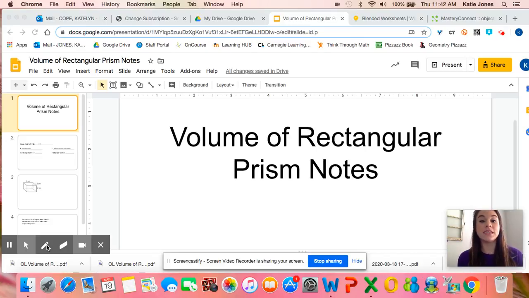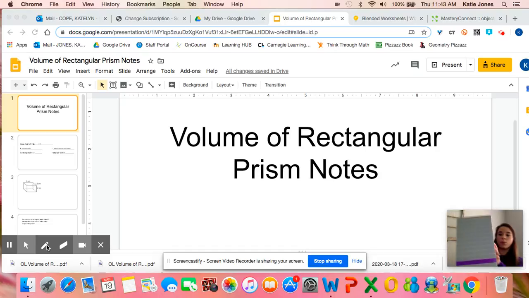Hey friends, so today we are going to be learning about the volume of a rectangular prism. Before break, we were talking about the surface area, total and lateral surface area of three-dimensional shapes. And if you remember, the surface area is the covering of a three-dimensional shape.